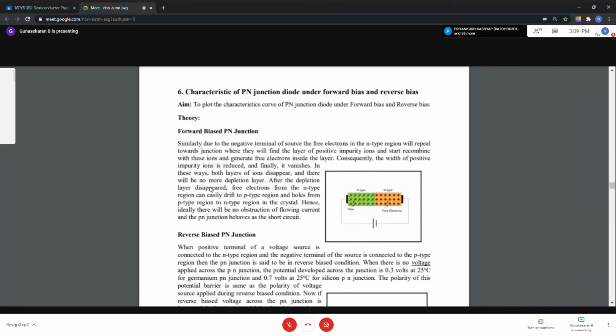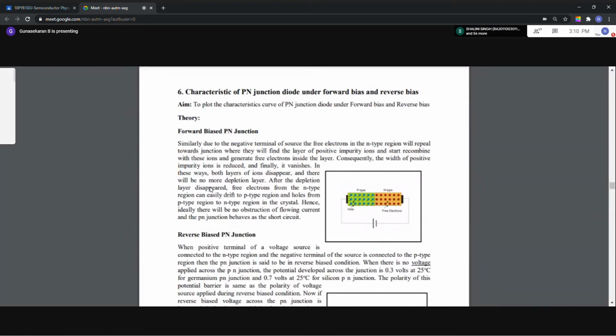I think in lower classes you studied and know very well what a PN junction diode is. A P-type semiconductor and an N-type semiconductor are connected back to back, so you get a PN junction. Once the junction is formed, is a depletion layer formed or not? Yes, there is a depletion layer between the PN junction.